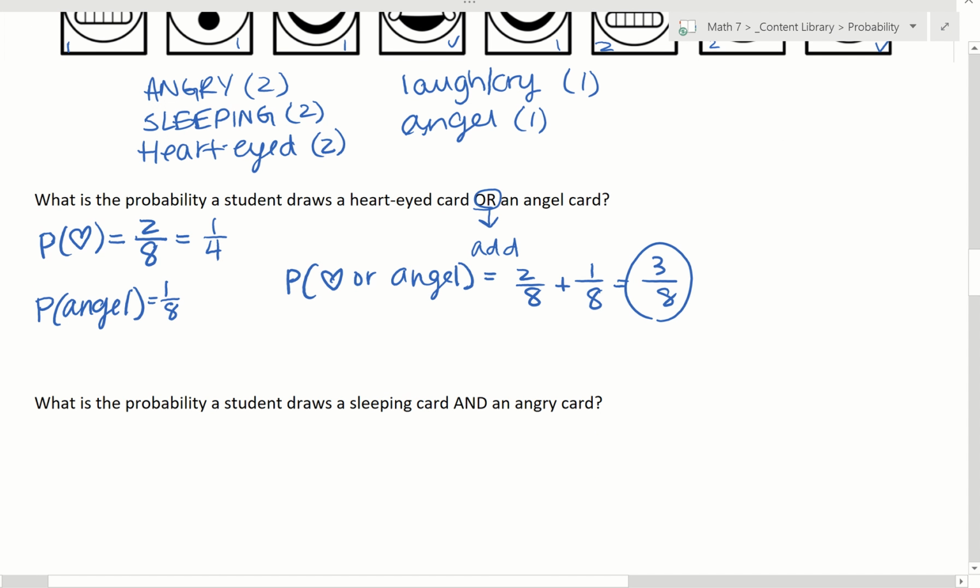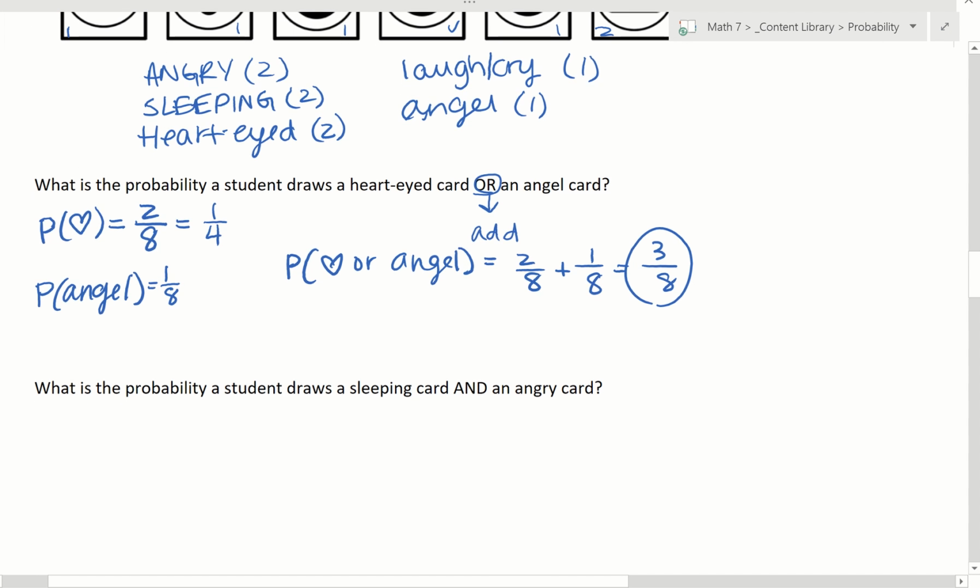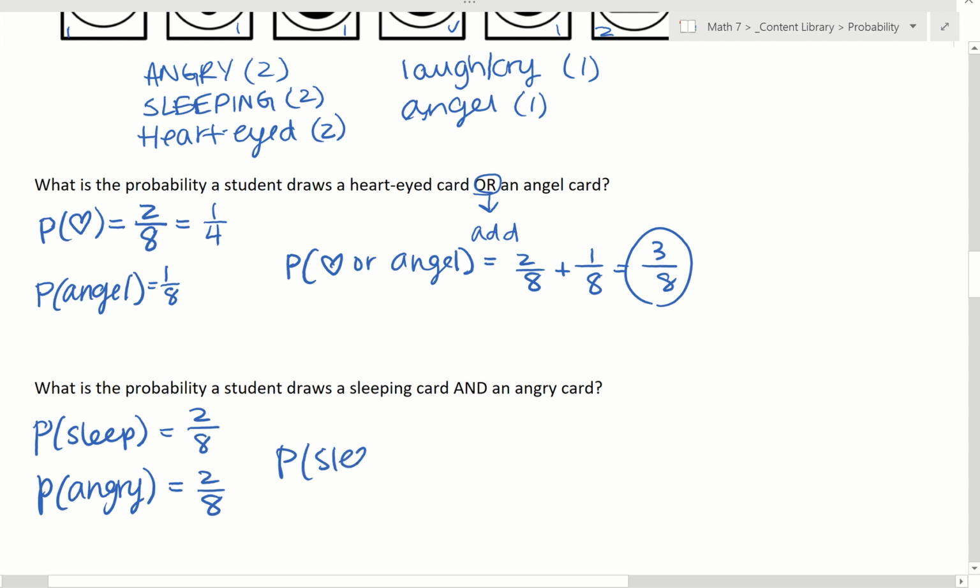Let's keep going. The probability a student draws a sleeping card and an angry card. So the probability of sleeping is, well, we have 2 out of 8 again. The probability of an angry card is 2 out of 8 as well. Probability of sleeping and angry would be 4/8. And I simplify that to 1/2. Okay?